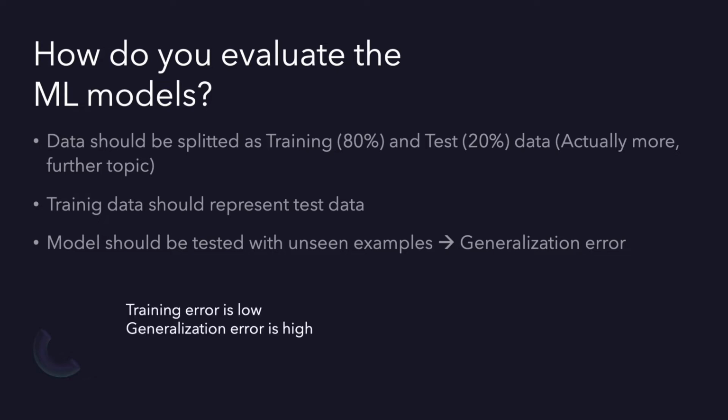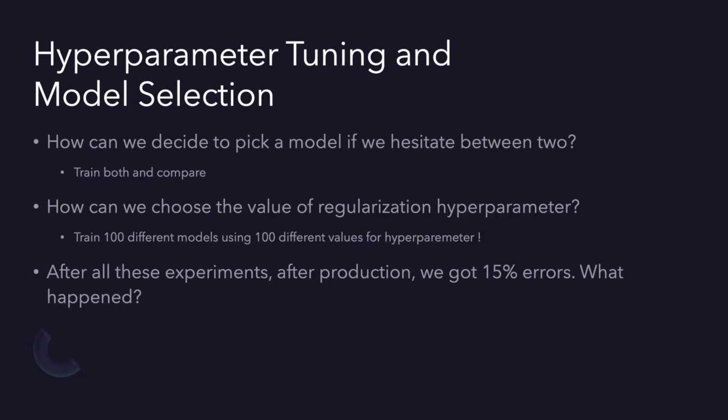What if your training error is low, but generalization error is high? Most probably it's an overfitting issue. You know how to deal with overfitting. Another important subject of evaluating machine learning models is hyperparameter tuning and model selection.